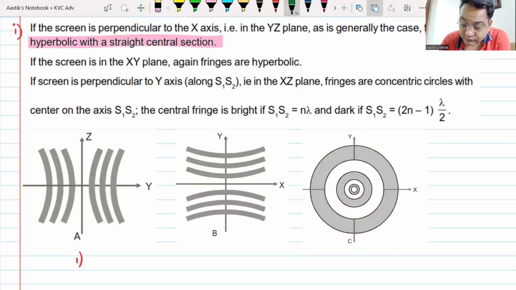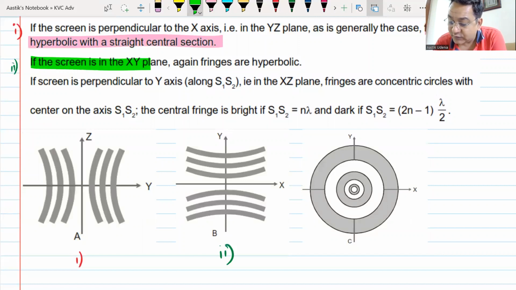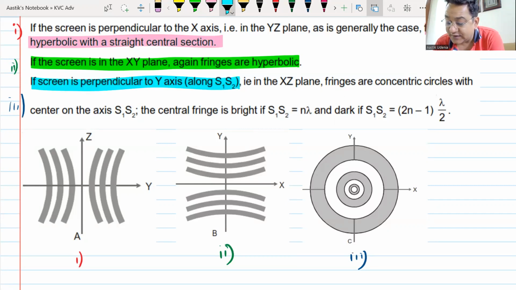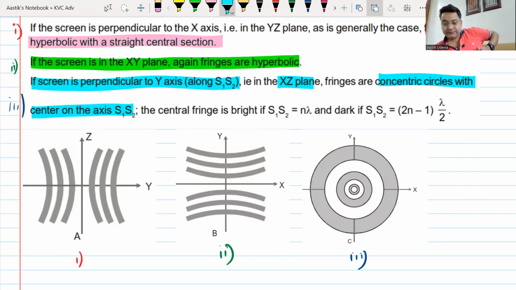Second case, number 2, if the screen is in the xy plane, then again the fringes are hyperbolic. So in two cases, the fringes are hyperbolic. The different one is case number 3. If the screen is perpendicular to y-axis along S1, S2 in the xz plane, then you can have concentric circles.